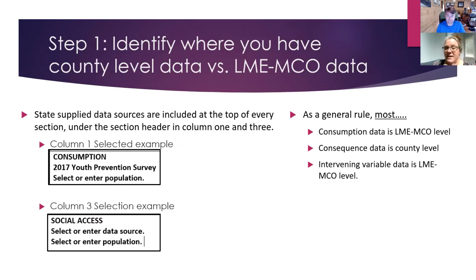And then intervening variable data is going to be mostly LME-MCO level, and that's going to be mostly the Youth Prevention Survey data. So that's going to be questions like, where did you get the alcohol that you drank? How harmful is smoking 2 packs of cigarettes a day, and so forth.